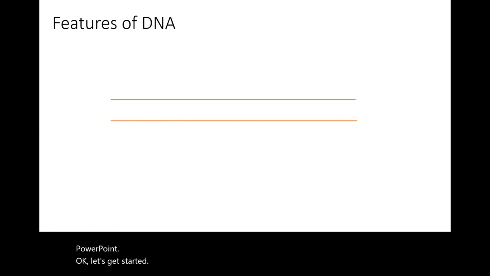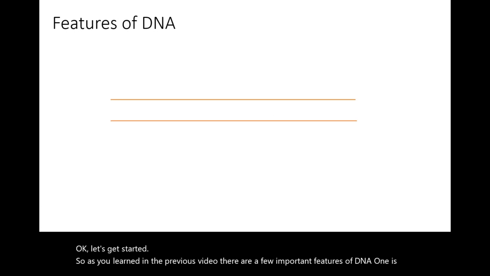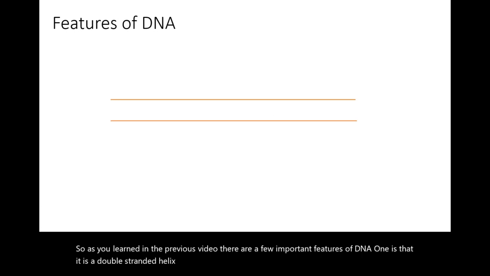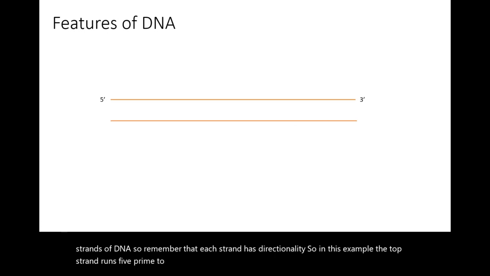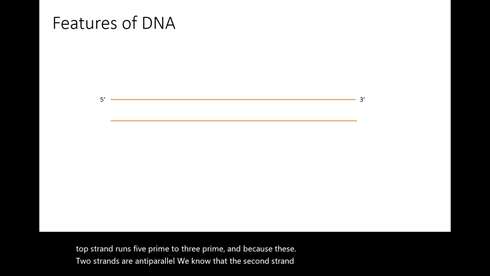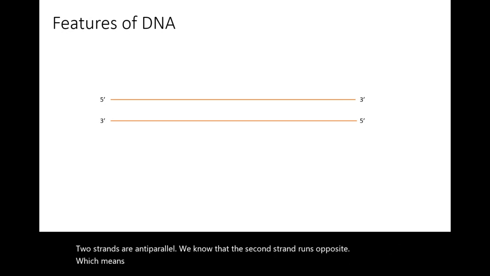So as you learned in the previous video, there are a few important features of DNA. One is that it is a double-stranded helix and it is linear. And so that's what you're seeing here, the two strands of DNA. So remember that each strand has directionality. So in this example, the top strand runs 5' to 3'. And because these two strands are anti-parallel, we know that the second strand runs opposite, which means it runs 3' to 5'.